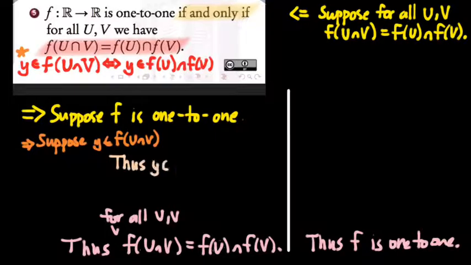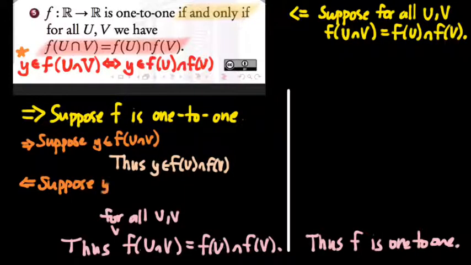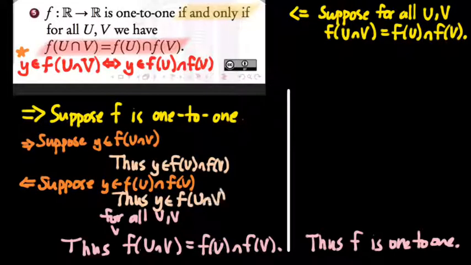Thus, y belongs to f of u intersect f of v. And that would be the forward implication for that orange star, this biconditional written in red up here. But then we would also have to do the backward implication, where we would suppose that y belongs to the intersection of the images, y belongs to f of u intersect f of v. And then we would need to, from there, deduce, thus, y belongs to f of u intersect v.